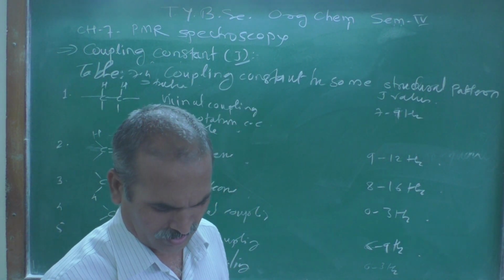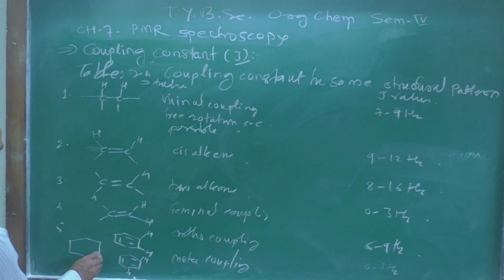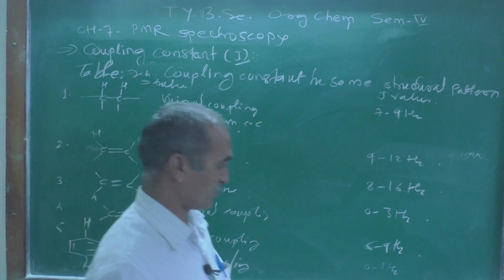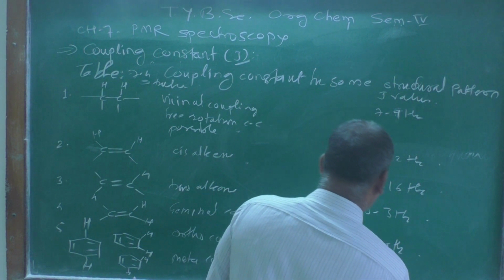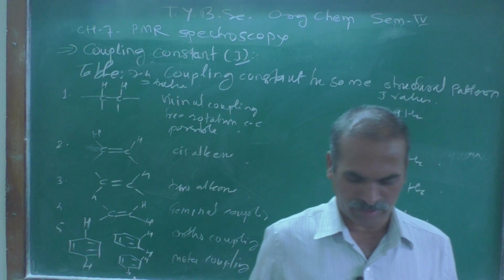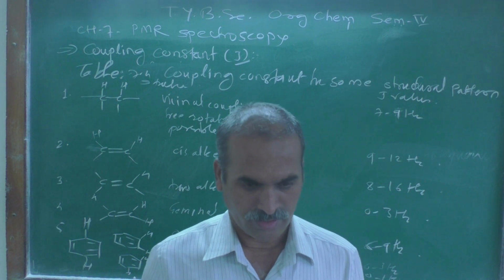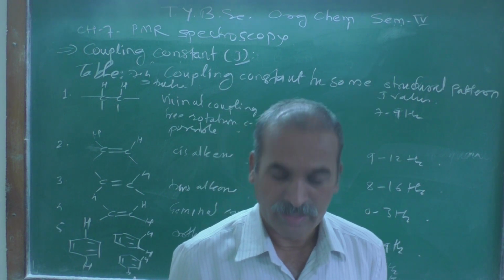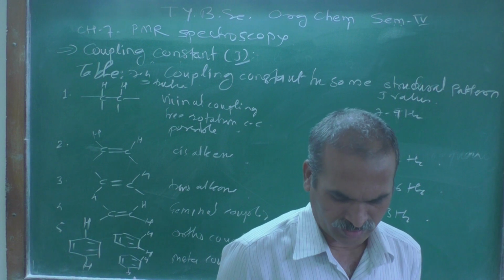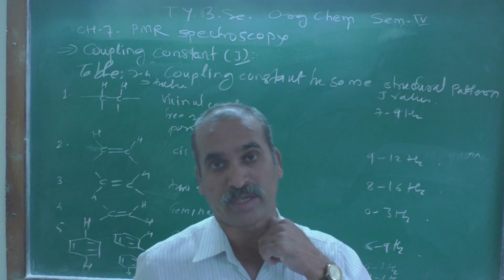Suppose there is a para coupling. As we know the structure of para, there is one hydrogen atom and one hydrogen atom at the para position, and it is found to be 0 to 1 hertz, meaning it is negligible. That clearly indicates a para position. These are the J values of the structural pattern which we have discussed here.